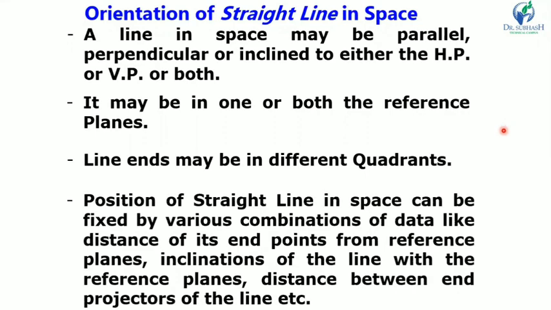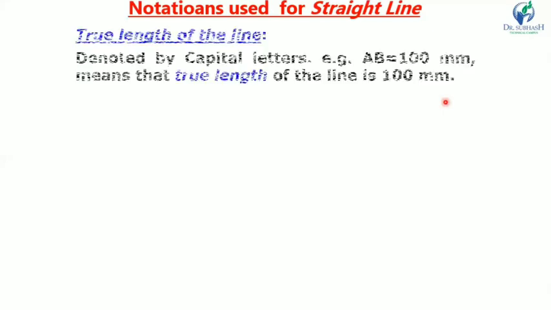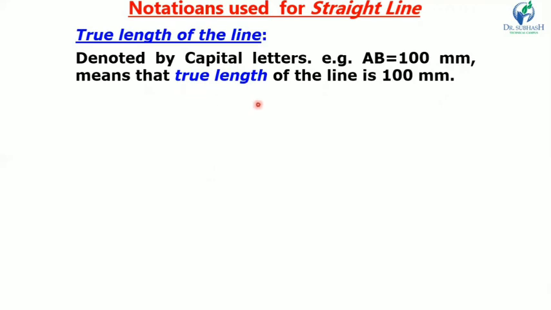The position of a straight line in space can be fixed by various combinations of data, like the distance of its end points from the reference planes, the inclinations of the line with the reference planes, and the distance between the end projectors of the line. First of all, the true length of the line is always denoted by capital letters. That is, capital AB is equal to 100 mm. It means the true length of the line is 100 mm.